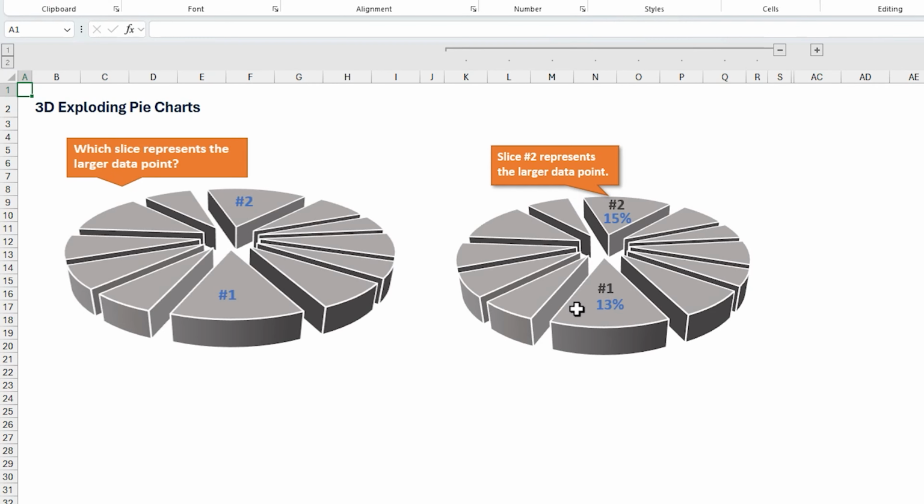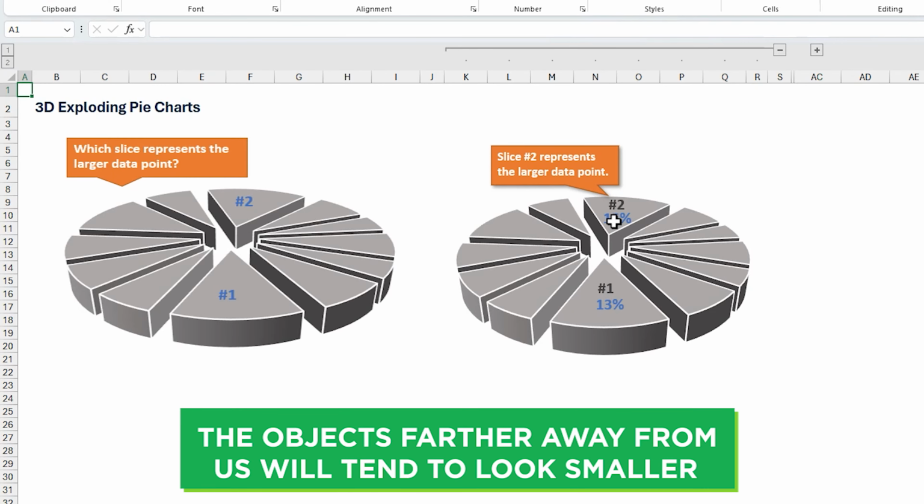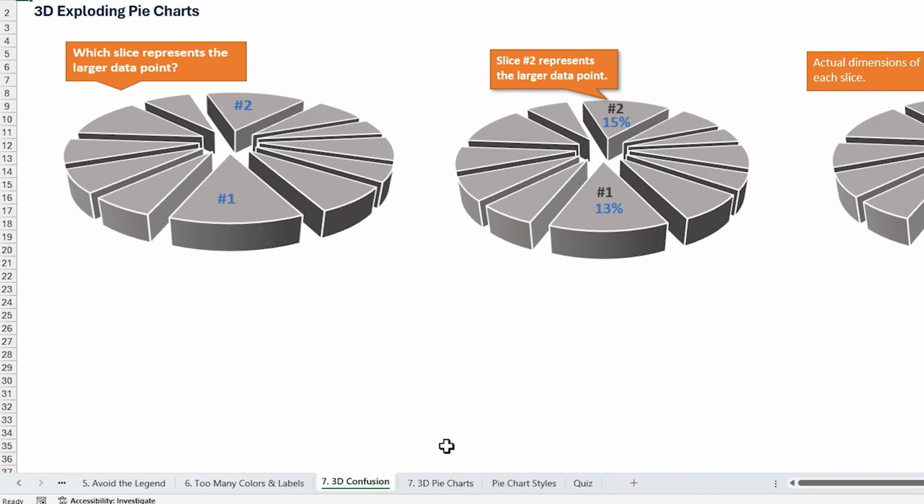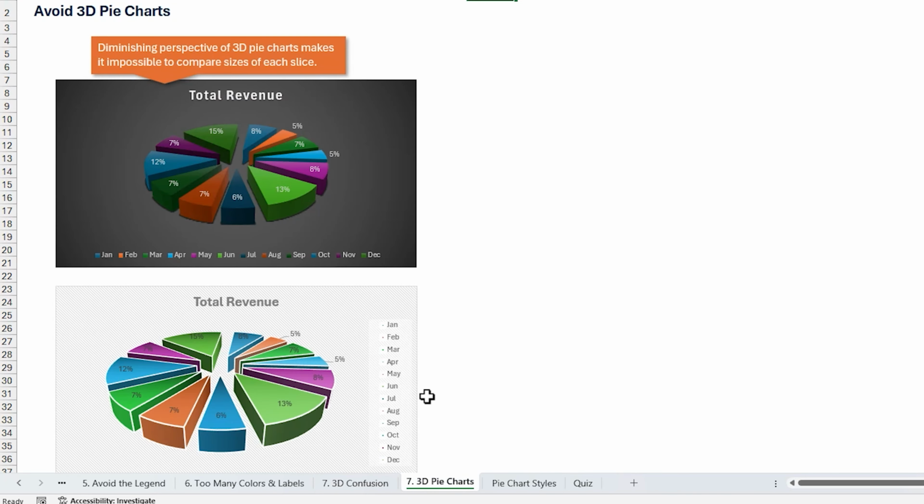But due to the law of diminishing perspective with 3D drawings, the objects farther away from us will tend to look smaller. And that's the case with this. The slice number 1 is actually 35% larger than slice number 2 based on a rough calculation of the surface area, even though it's the smaller data point. And so data visualization experts will tell you to basically never use 3D charts, especially 3D exploding pie charts. And I absolutely agree with that because they tend to also come with a lot of chart junk that just makes them difficult to read.